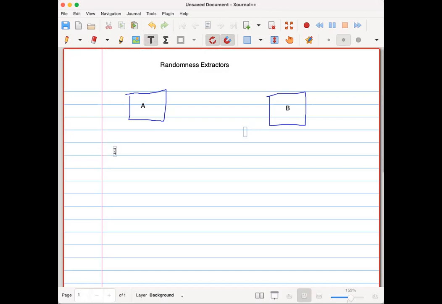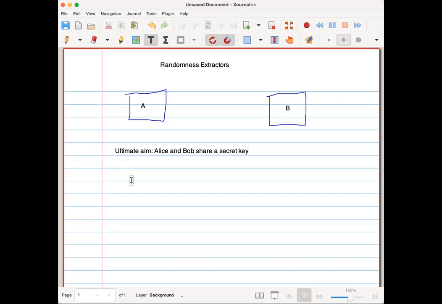So let me write down the ultimate aim. Are you going to do a secret key distillation protocol? Yeah. Okay. So the ultimate aim is Alice and Bob share a secret key.